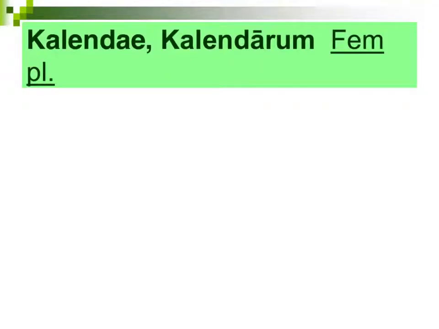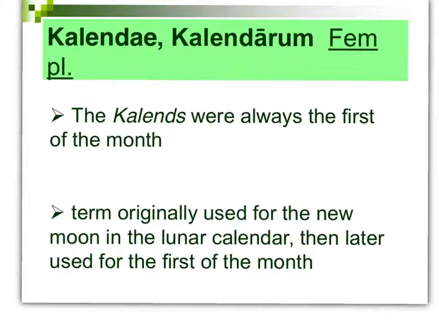Okay, so here are some major terms that have to do with Roman dates when we're talking about days of the month. Calendae, calendarum, that's always feminine plural. And what does that mean? Oh, you're right. It means the first of the month. The calends, where we get our word calendar from, was always the first of every month. The term originally was used for the new moon in a lunar calendar, then later was transferred to mean the first of the month.